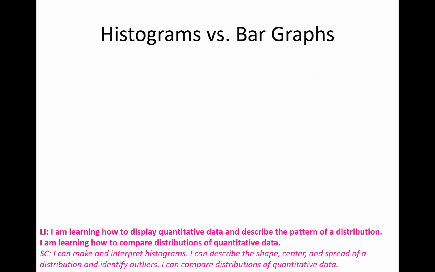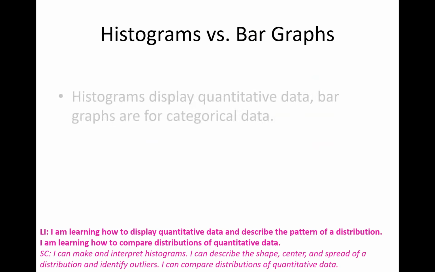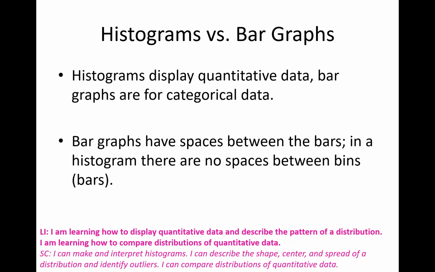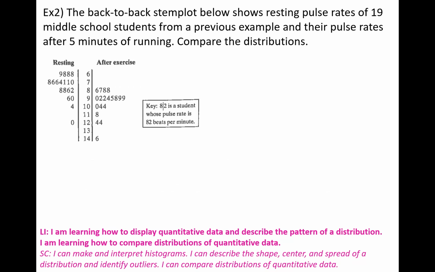All right, so histograms versus bar graphs, what's the difference? We talked about histograms displaying quantitative data, while bar graphs are used for categorical data. Bar graphs have spaces between the bars. Histograms have no spaces unless there's no information. If it's 0 counts for that bar, there might be a gap. We would call that a gap, not really a space. All right, so on to example 2.